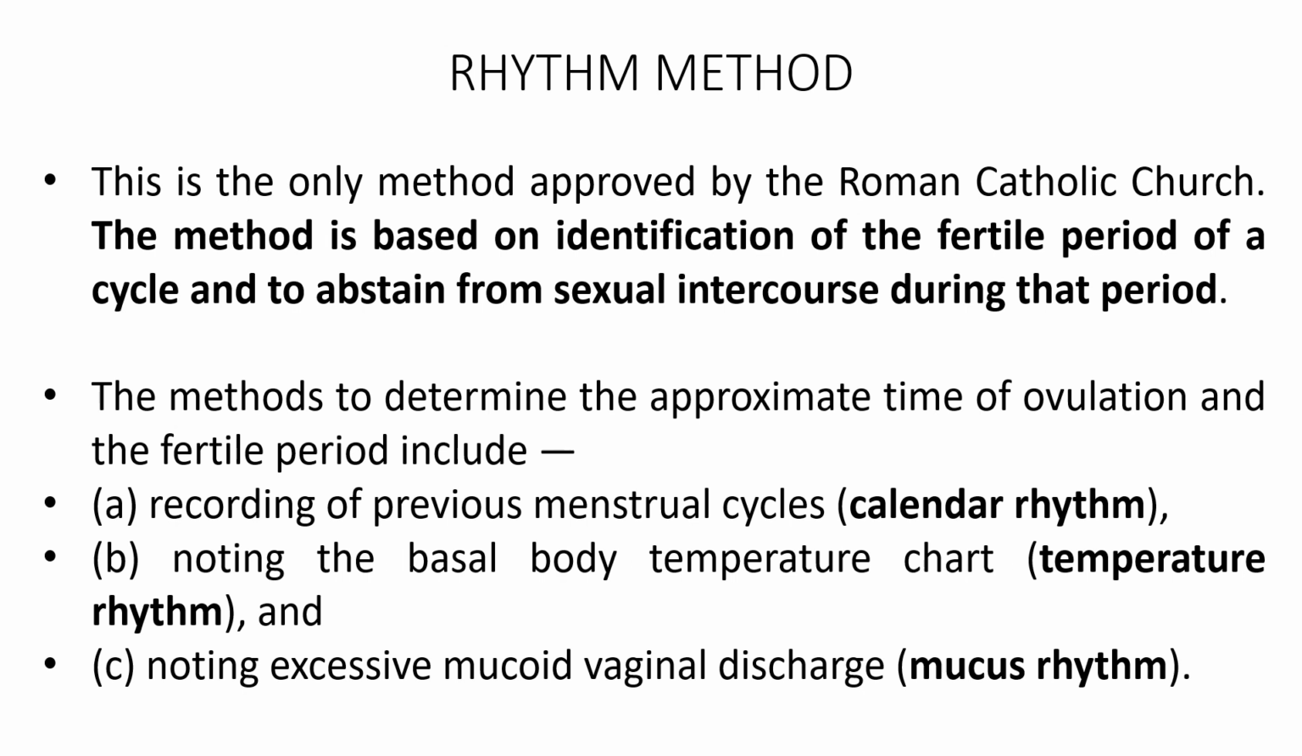On noting excessive mucoid vaginal discharge, we know there is a definite change in the cervical mucus before and after ovulation. So three rhythms: calendar rhythm, temperature rhythm and mucus rhythm. By these three rhythms we can determine the most fertile period of a cycle.